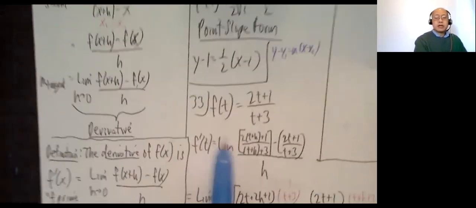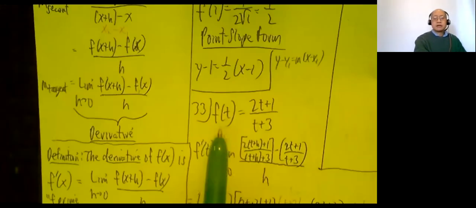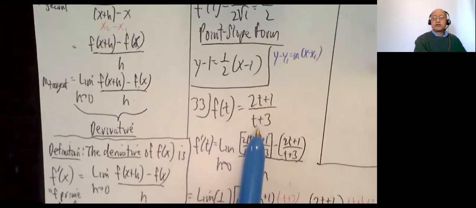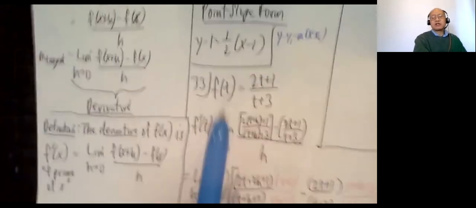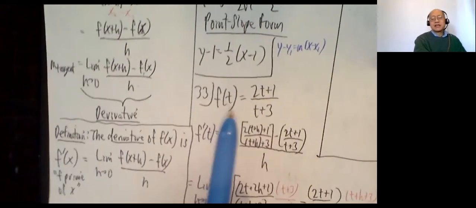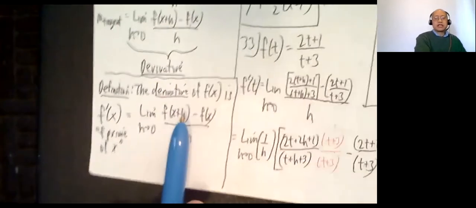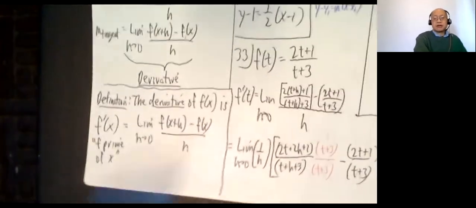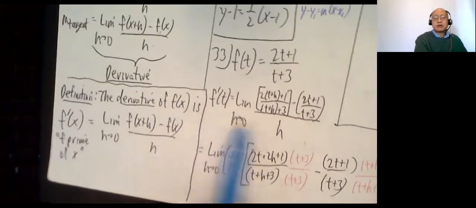Okay, 33, I'm jumping over to 33. It asks for the derivative of f of t is 2t plus 1 over t plus 3. You get some pretty messy algebra here. That's pretty much it. And also instead of x, it's t, but no difference. So instead of x plus h, I'm going to write t plus h. That's all. All right, so f prime of t is limit h approaches 0.